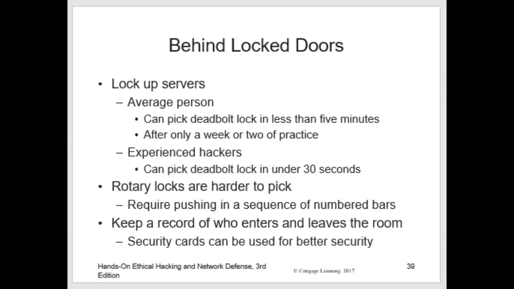I mentioned hardware locks. A bump key is a regular key with bumps on the edge. And then there's electronic key systems. A combo lock is that pin we punch in. We can use man traps, physical tokens, alarms, air gaps, etc.